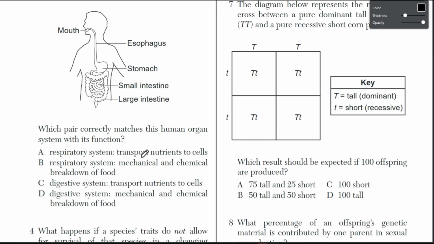So we have A, respiratory system, transport nutrients to cells. B, respiratory system, mechanical and chemical breakdown of food. C, digestive system, transport nutrients to cells. Or D, digestive system, mechanical and chemical breakdown of food.